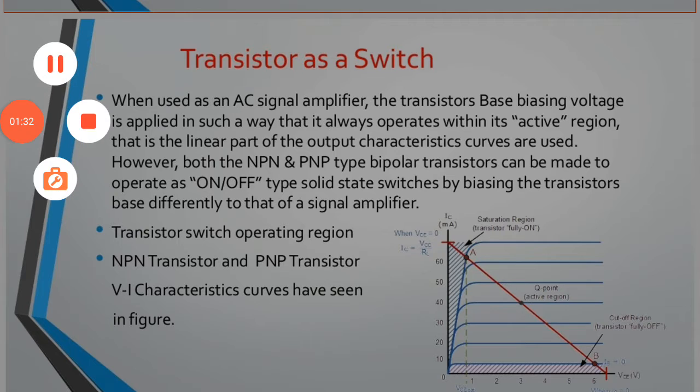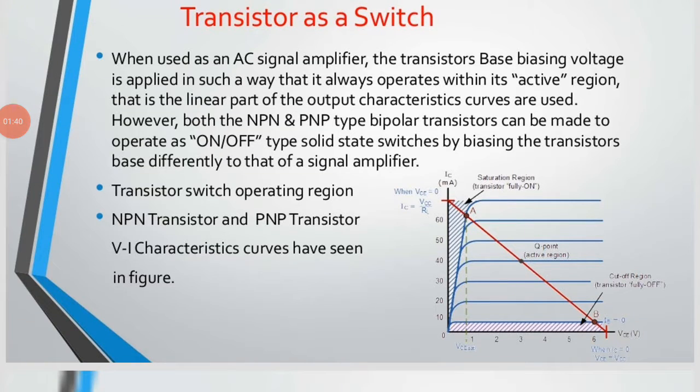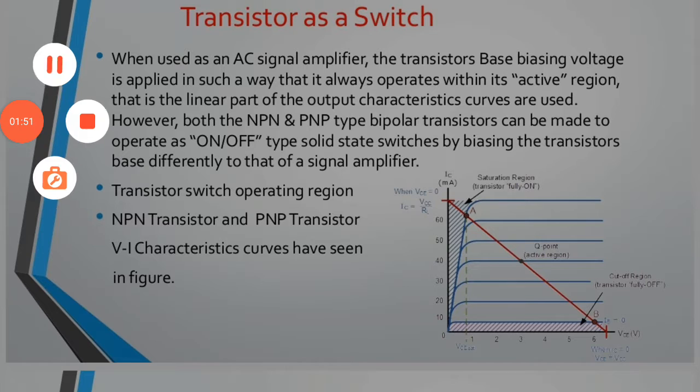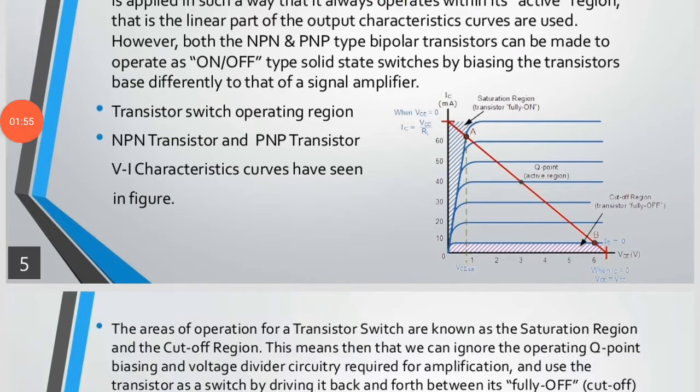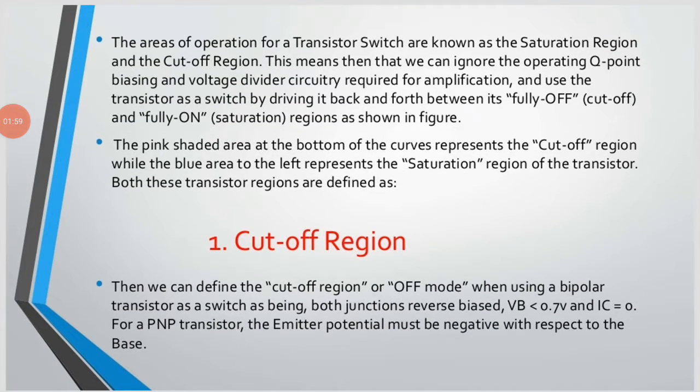Transistor switch operating region, NPN transistor and PNP transistor, where characteristic curves are shown in the figure. This is the characteristics of the transistor. On the x-axis we see the collector to emitter voltage, and on the y-axis we see the collector current, that is IC. The areas of operation for a transistor switch are known as the saturation region and the cutoff region.